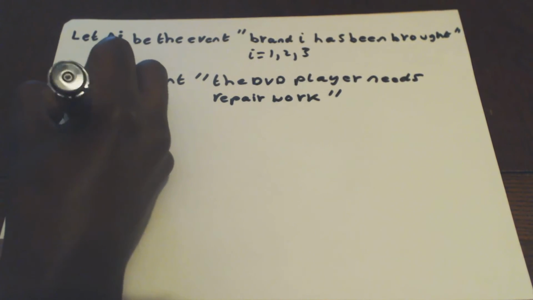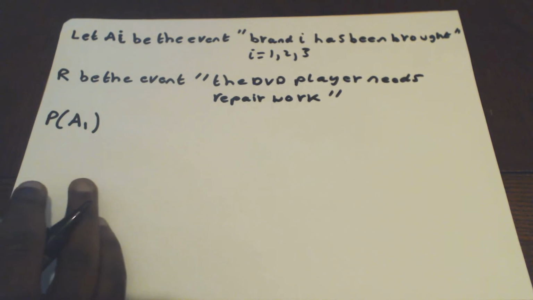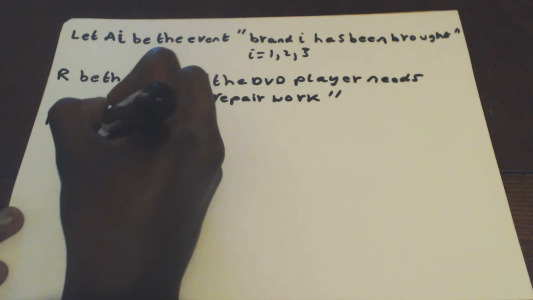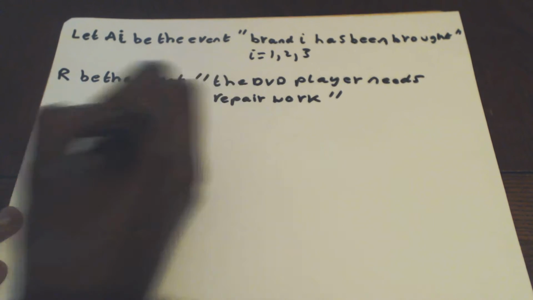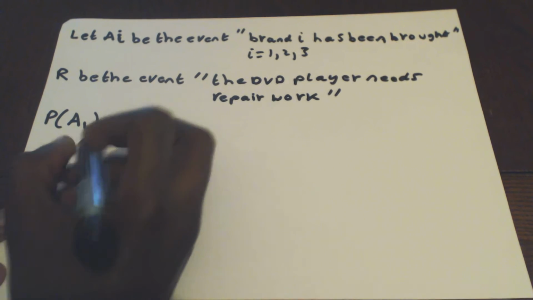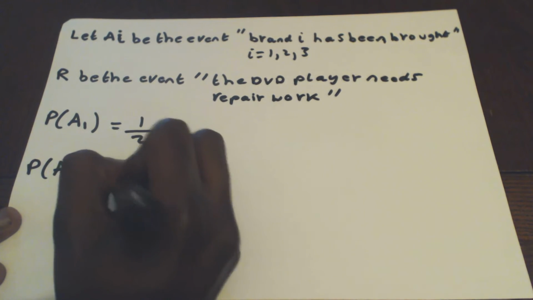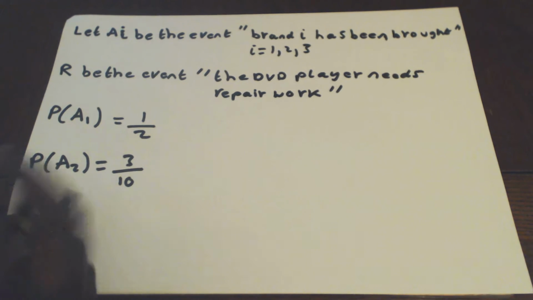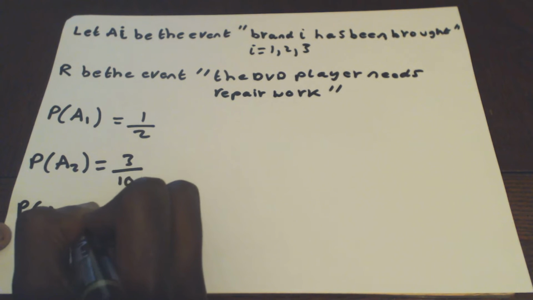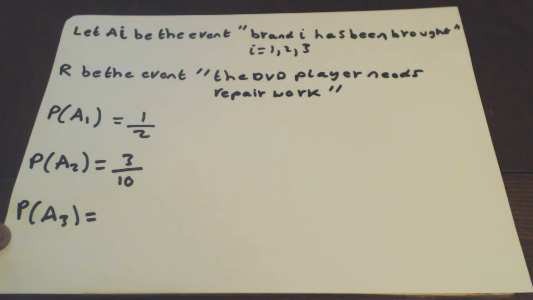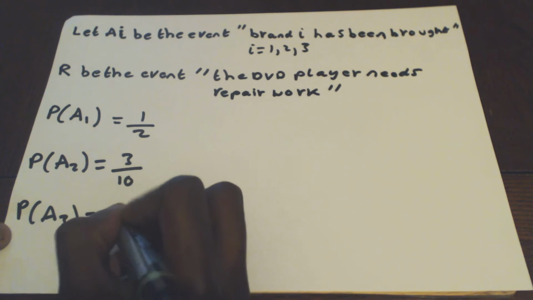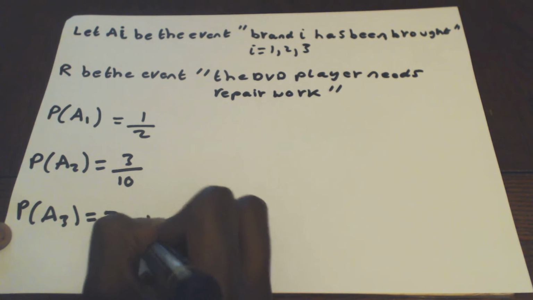We can write the probability of brand 1 being bought, which is obviously it being sold, same thing. That's going to be 0.5, which is a half. The probability of brand 2 being bought, well, that was 30%, so that's 3/10. And brand 3, that was 20%. 20% of the sales were brand 3, so that was 2/10, or I'll just write that as 1/5.